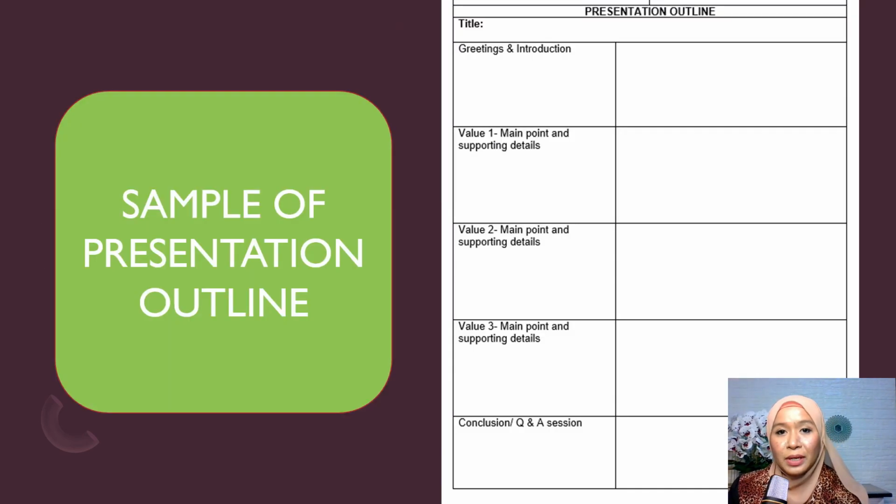This is a sample of your presentation outline. So identify 3 main points which consist of values. You start off with a title, right? And then greeting and introduction of your topic and what your value is. So try to generate some ideas on what are the main points and the supporting points that can be extracted from each value that you have chosen. Have at least 3 main points and the supporting points. And lastly, the conclusion as well as the Q&A session.